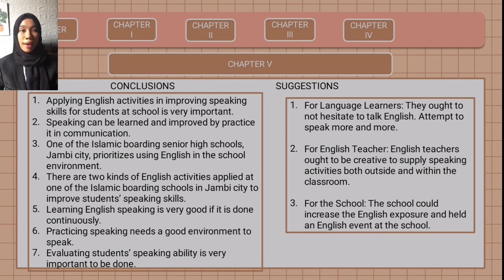Conclusion and suggestion. To end this presentation, let me just run over the key points again briefly. The conclusion: 1. Applying English activities in improving speaking skill for students at school is very important. 2. Speaking can be learned and improved by practicing it in communication. 3. One of the Islamic boarding senior high schools, Jambi City, supports using English in the school environment. 4. There are two kinds of speaking activities in this Islamic boarding senior high school, Jambi City: in the classroom and out of the classroom. And the characteristic of the programs applied at the school is based on routine and habit.